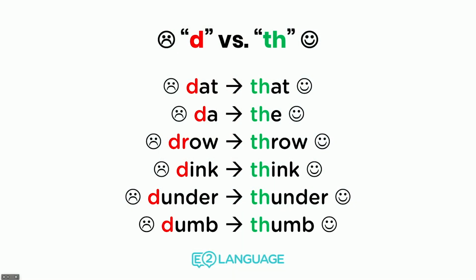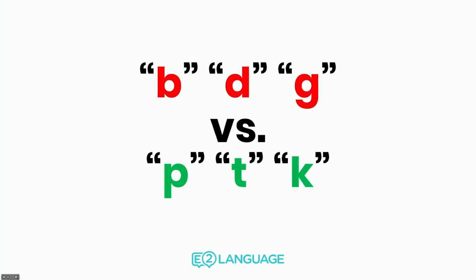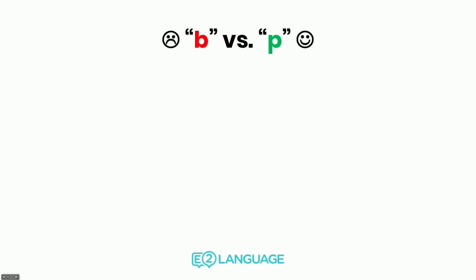Again, it sounds strange or seems strange, but thunder, thunder. Don't say dumb if you're trying to say thumb. Dumb, thumb. There's a difference. All right, let's look at the difference between b and p, d and t, and g and k. This is unaspirated versus aspirated sounds. We'll start with b and p.